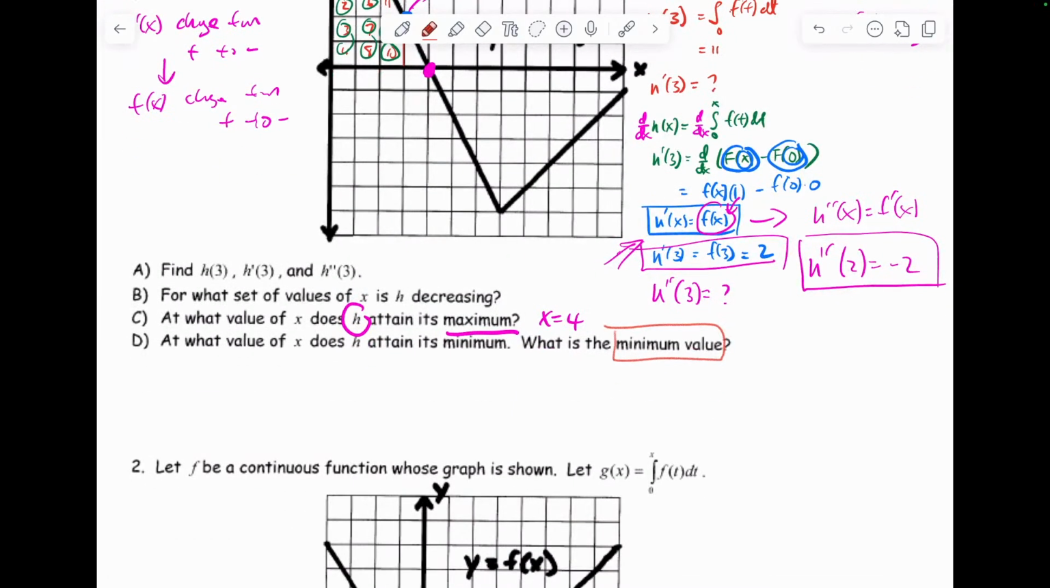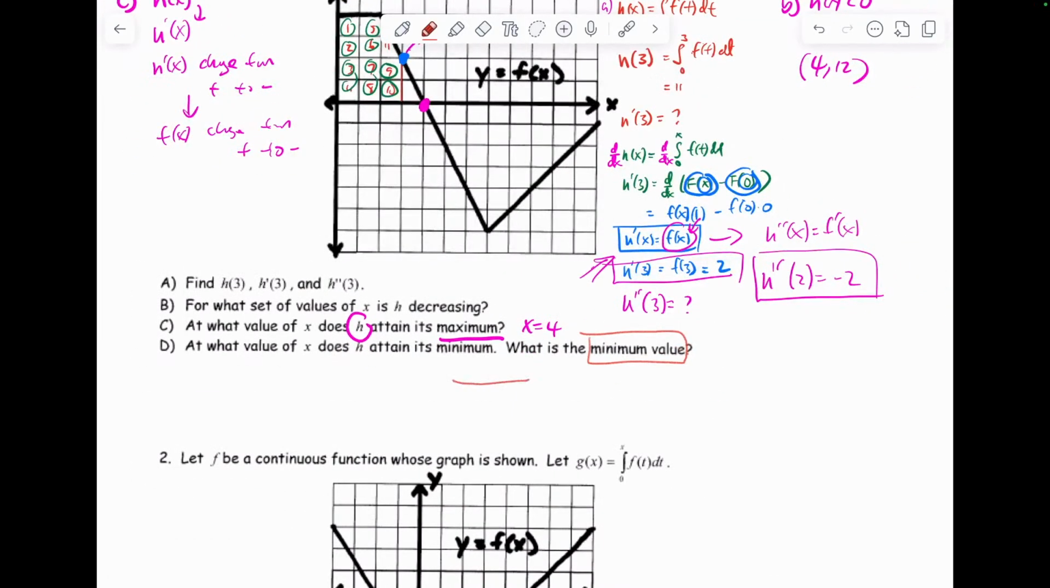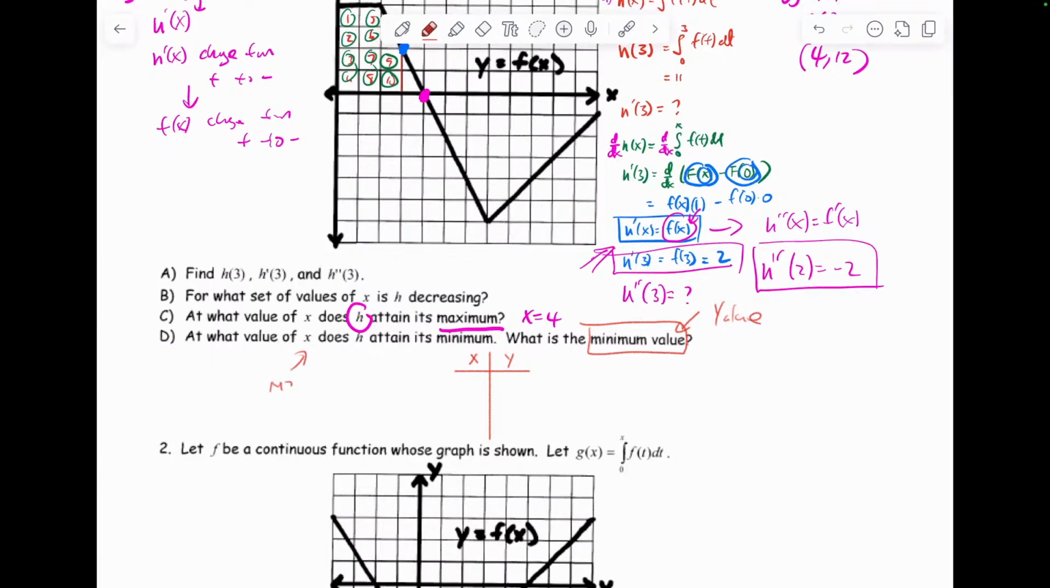So I will show you that endpoint here. I'm going to do a table, and I'm going to say it's x and y. Now, value means y, that means the output. This is the input. They're asking for both, so you must include the endpoints, 0 to 12. You should also include the critical point, that means when h prime of x is equal to 0, in this case it's 4.